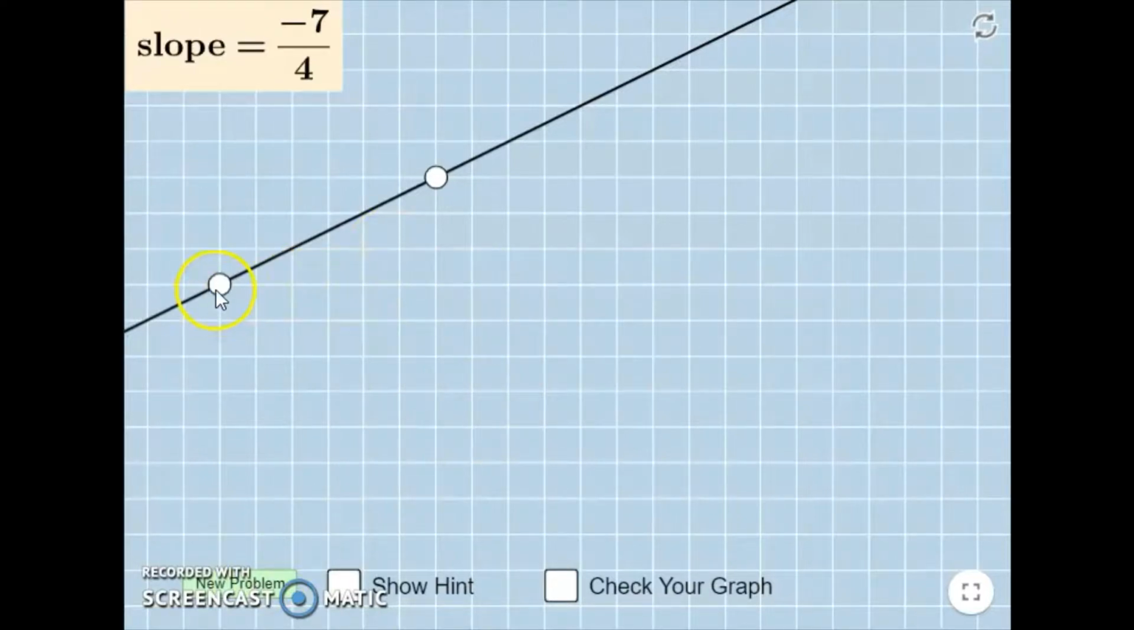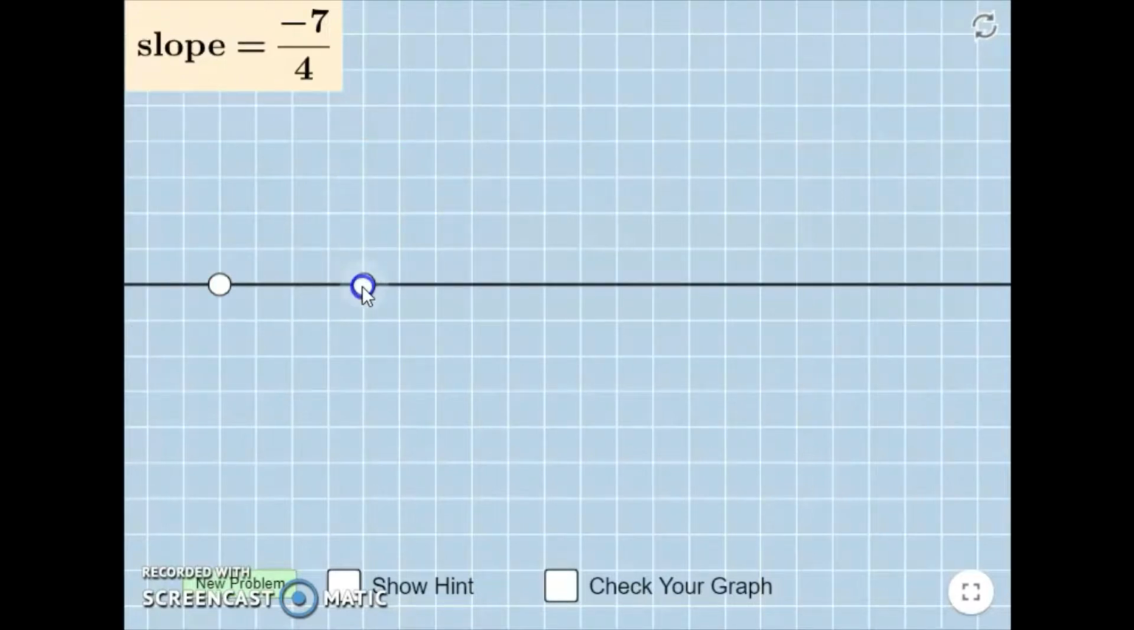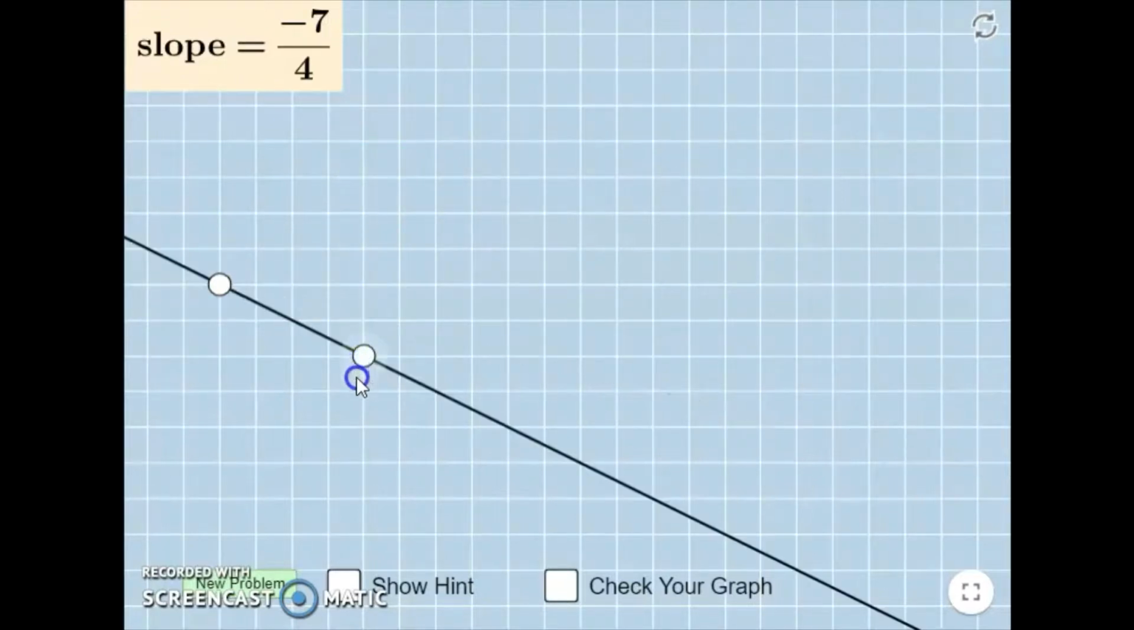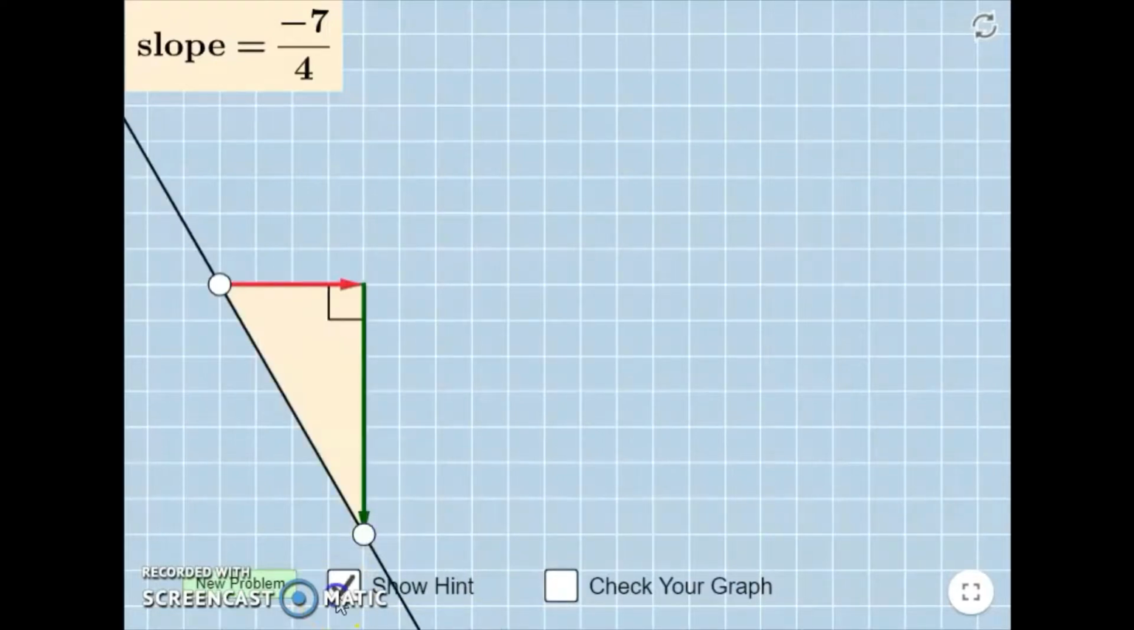Here we want a slope of minus 7/4. So we want our run to be 1, 2, 3, 4. Let's move this over here. 1, 2, 3, 4. But we want our rise to be minus 1, 2, 3, 4, 5, 6, 7. Let's just check that, and I believe that's correct.